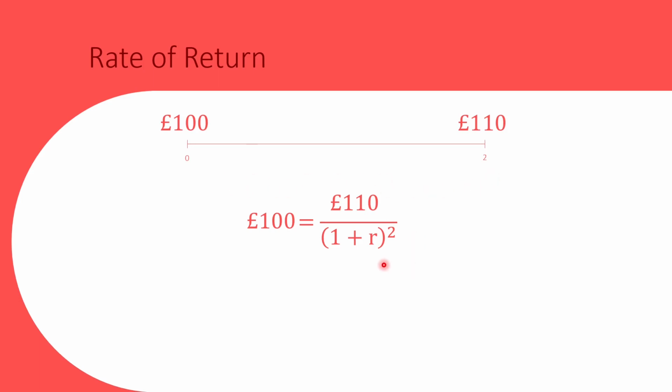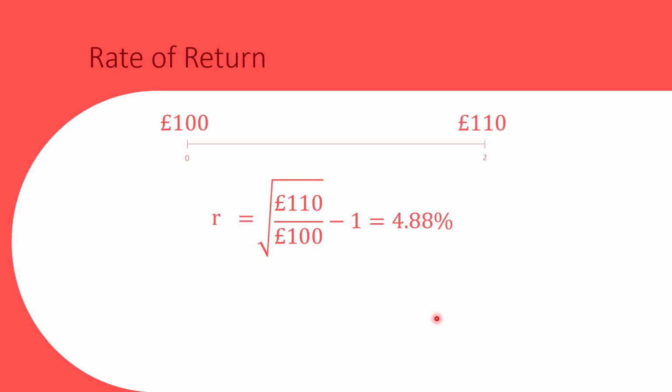And now you have an equation where r is the only thing that's unknown, so you can just rearrange this equation, make r the subject of it, and you can quite easily calculate r to be 4.88%. So 4.88% is the rate of return which will allow you to get 110 in 2 years' time, given that you're starting off with 100.